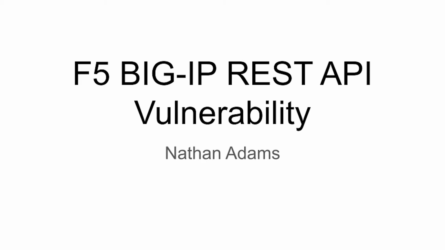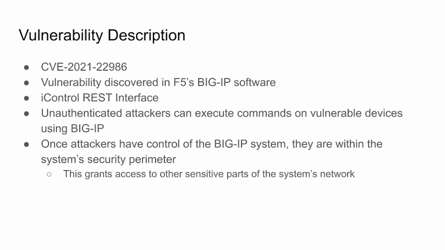I will be talking about the F5 Big IP REST API vulnerability. Its CVE number is 2021-22986, and this vulnerability was discovered in F5's Big IP software, specifically in their iControl REST interface. The issue is that unauthenticated attackers can execute commands on vulnerable devices that are using the Big IP software.